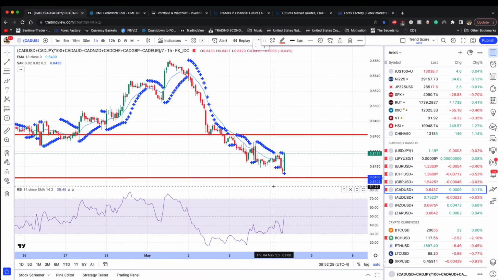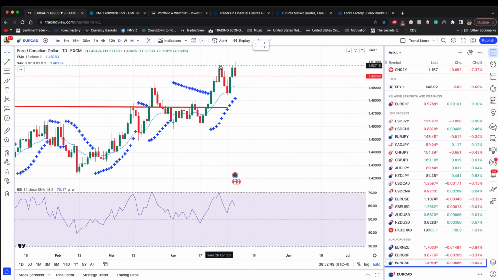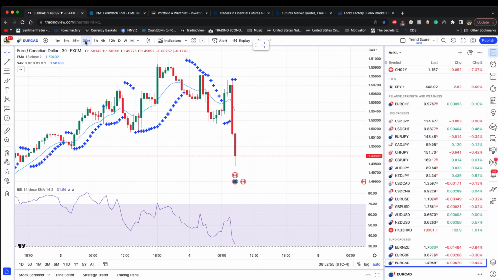So maybe in the shorter term, I think the CAD could actually have a little bit of a move as well. So in that case, let's take a look at Euro CAD, and that would be the one that I can get behind as well. It seems like it's a little bit of a double top right here, or range stop at 150.75. Potentially, maybe we can take a look at CAD for the long side in the shorter term.